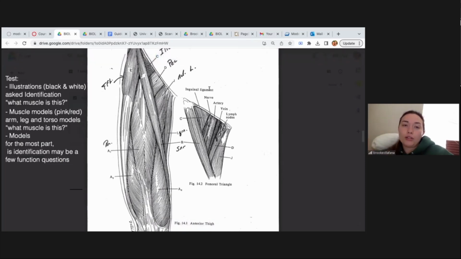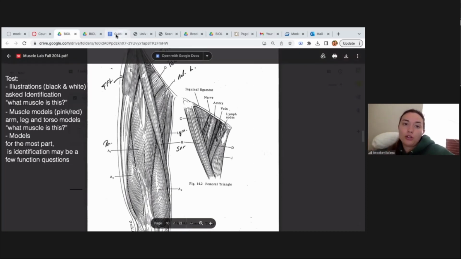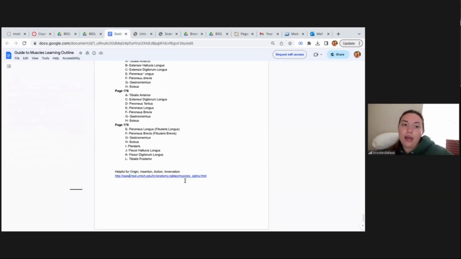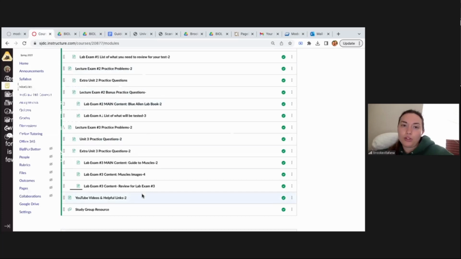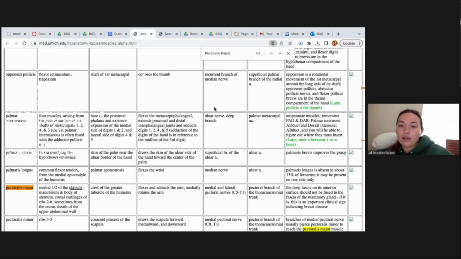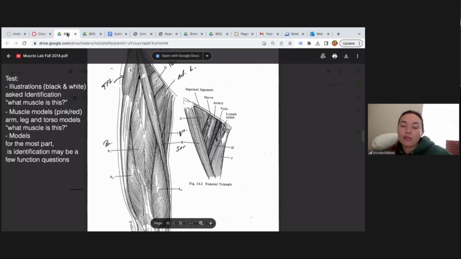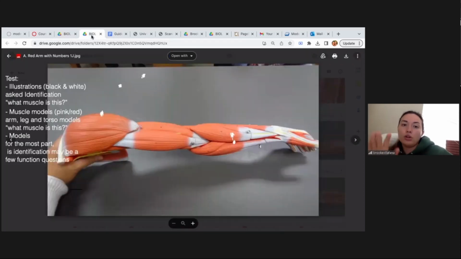Handwrite your origin, insertion, action, and innervation using the link found at the end of that same Guide to Muscles packet in the Study Resources module. Using that link, you can handwrite all of your different origins, insertions, actions, and innervations on a separate piece of paper for every muscle found in this packet. For studying purposes, make an additional copy, color that in, and quiz yourself on this packet, and then you also are going to be studying these muscle models in person.